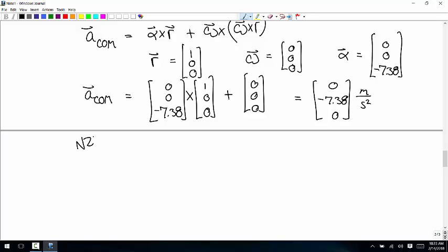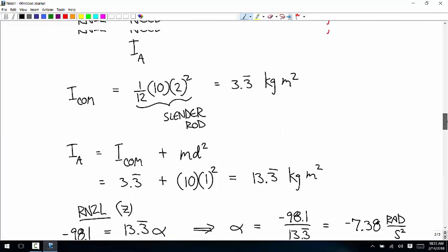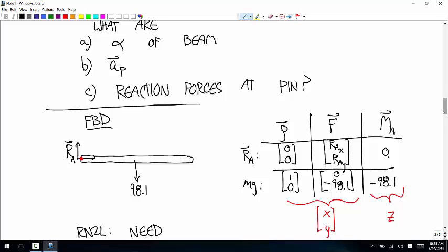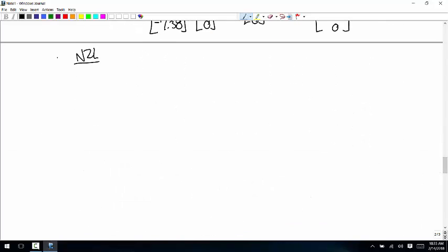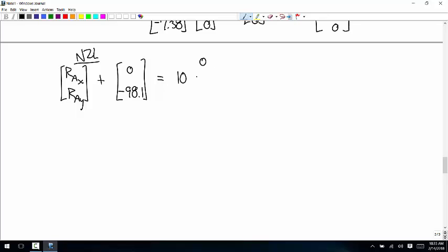So now Newton's second law. This is where it's nice to have all of your forces and moments in a place where you can easily look at them whenever you need them. Here are the two forces we have, force RA and the weight force. So add those two up. So RAX, RAY, plus 0, negative 98.1, is equal to the mass times the acceleration of the center of mass, which is 0, negative 7.380.